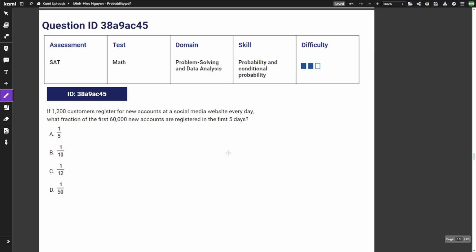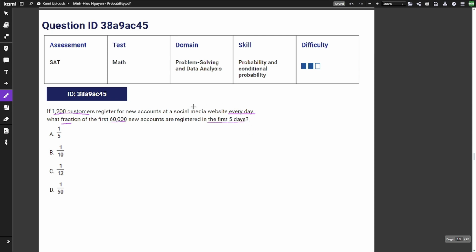Question number 13. If 1,200 customers register for new accounts at a social media website every day, what fraction of the first 60,000 new accounts are registered in the first 5 days? Is this for a probability? Okay, anyways, we have 1,200 customers every day. Then they want what fraction of 60,000 in the first 5 days.